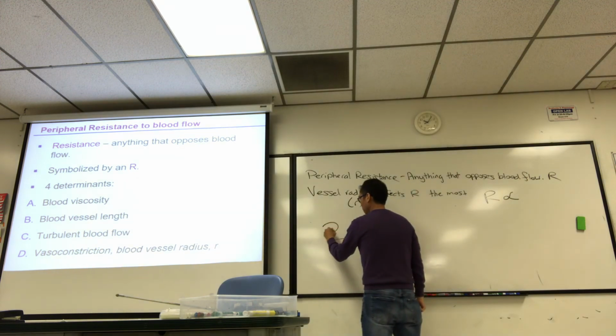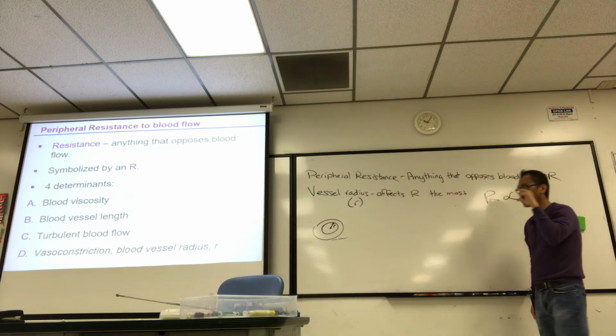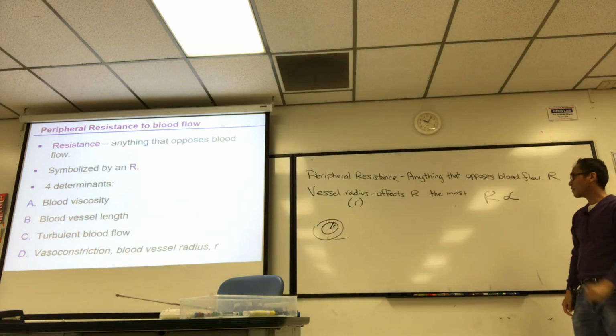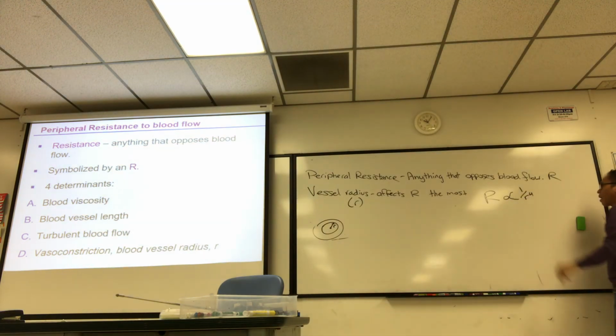So here's the lumen, here's the vessel wall. So pretty much from the center there, that's radius. So if you alter that by constricting, that affects resistance the most. In fact, it does so inversely to the fourth power. That's usually how you see it expressed in textbooks. So it's the biggest factor.